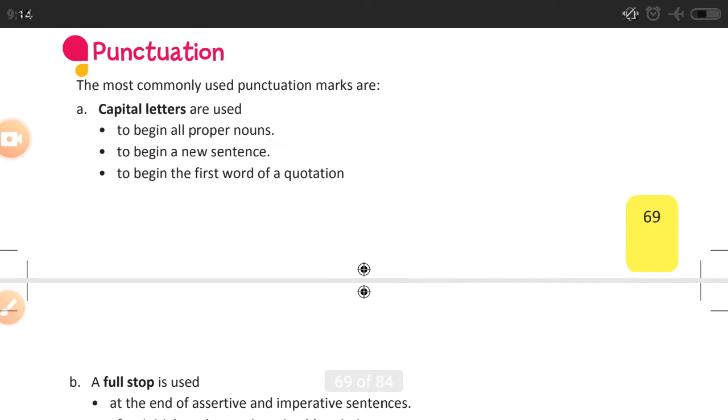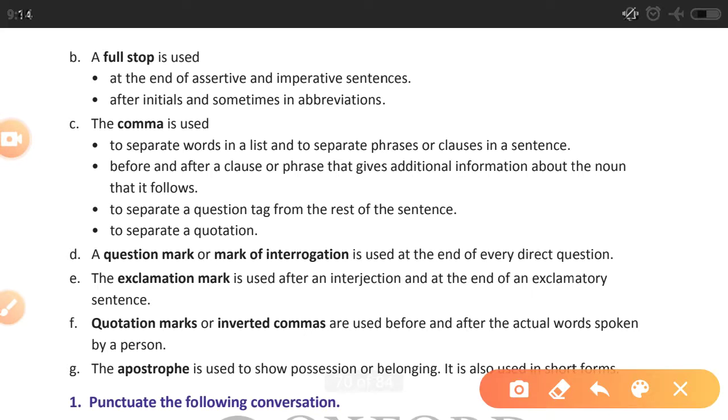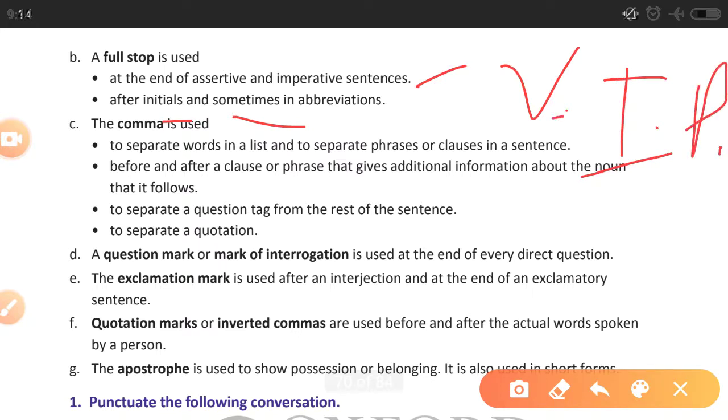Now, a full stop. Next we have the full stop. Where do we use it? At the end of assertive or imperative sentences. Assertive or imperative sentences are positive sentences, so we use a full stop. Then we use it after initials and sometimes in abbreviations. Abbreviations like V.I.P., very important person, and A.M., anti-meridian. We put a full stop.